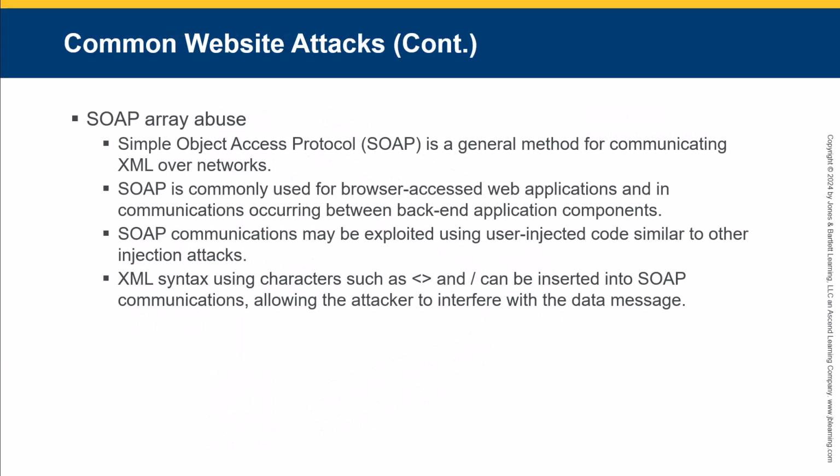We also have SOAP abuse. This is a general method for communicating with XML over the network. It's commonly used for browser access to web apps and in communication occurring between the backend application component and a front end. SOAP communication can be exploited using user-injected code, similar to an injection attack. It allows for XML syntax using characters such as carets and forward slashes to be inserted into SOAP communication, allowing the attacker to interfere with the data message.